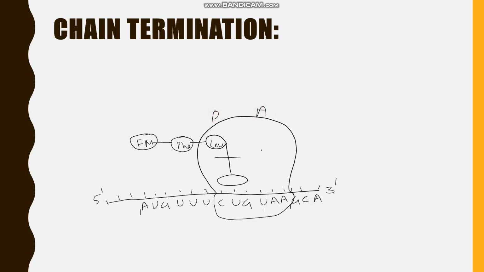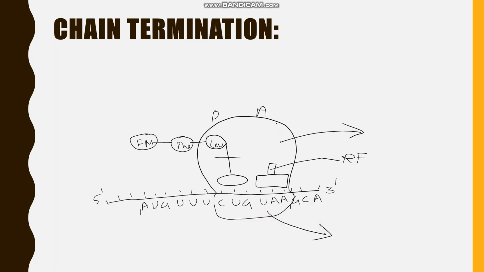A site is empty, but in the A site there is a terminator codon or the stop codons. These stop codons do not code for any amino acid. So instead of amino acyl tRNA, there will be the binding of release factor RF. So this is a release factor. When the ribosomal subunits or the ribosome reaches the terminator codon, the terminator codon is recognized by the release factor. The binding of release factor to the A site or to the terminator codon causes dissociation of ribosomal subunits.